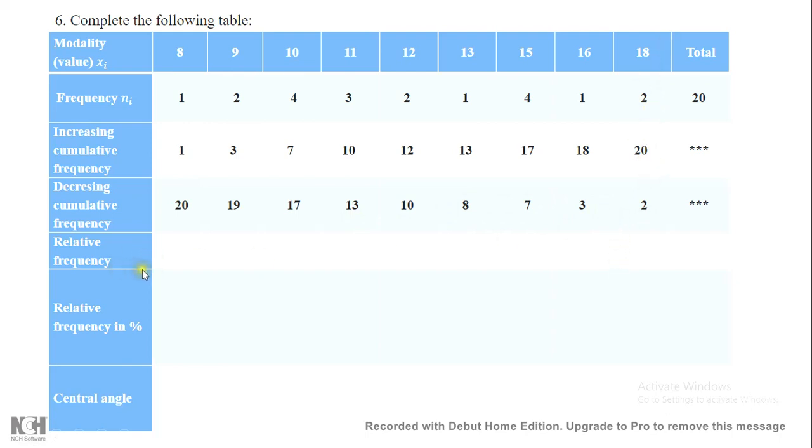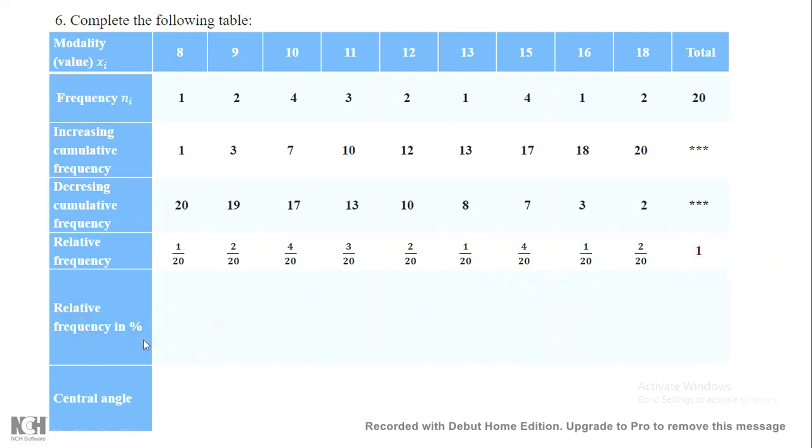Relative frequency, as the definition says, is the frequency over the total. The relative frequency of 8 is 1 over 20, which is frequency over total, and the others in the same way. And as you see, the sum of these will be 20 over 20, which is 1. Always in the relative frequency table, the total will be 1.